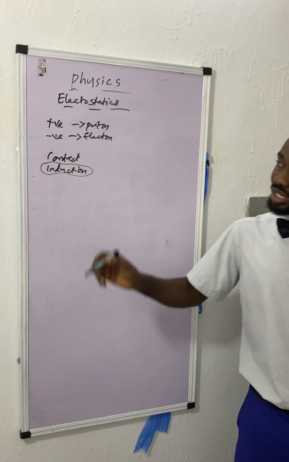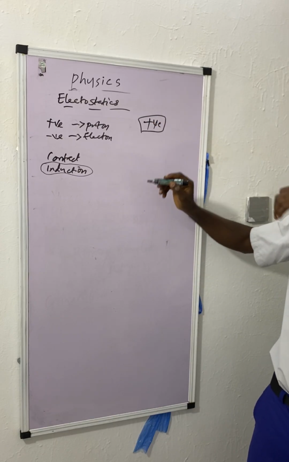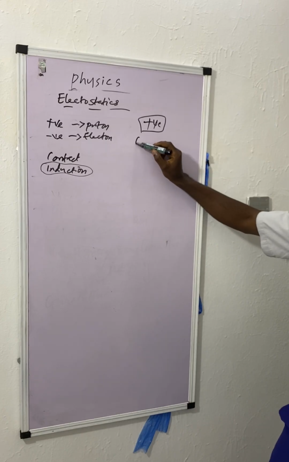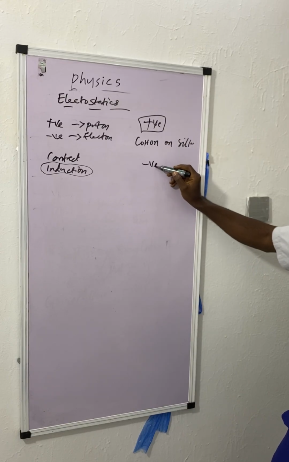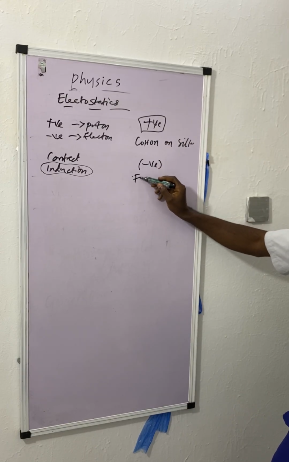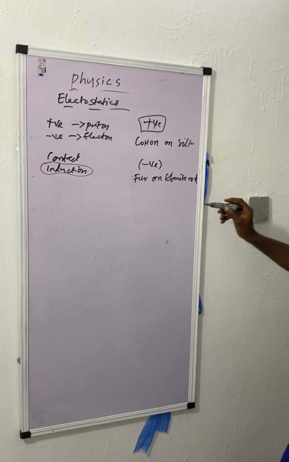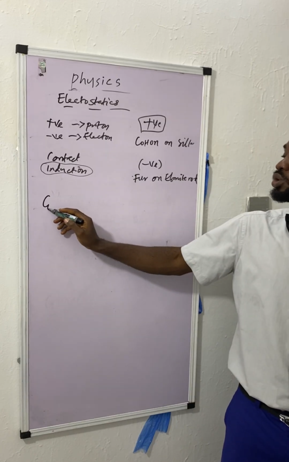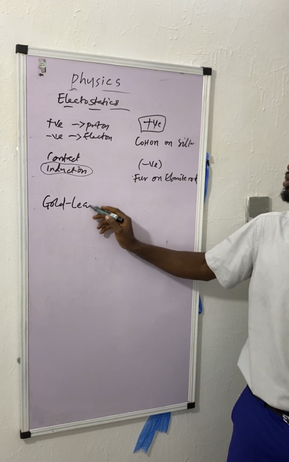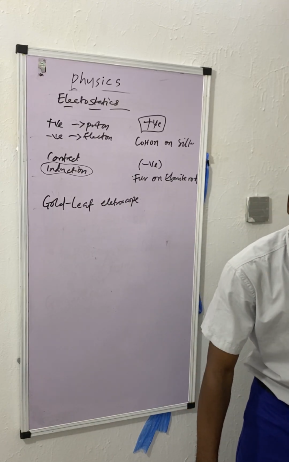All right. So making positive charge, we usually use what? You induce positive charge with cotton on silk. When you rub cotton on silk material, you get positive charge. Then for negative charge, when you rub fur on an ebonite rod, you get what? Negative charge. All right. Charge is detected with an electroscope. One of the most common electroscopes is the gold leaf electroscope. So that's one of the most common electroscopes.